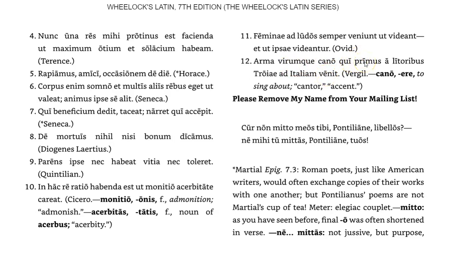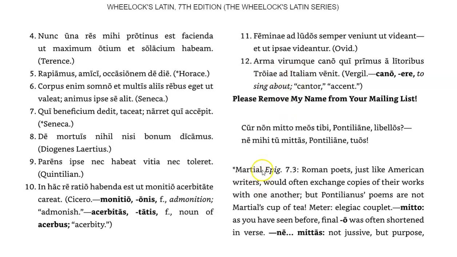So I sing about arms and a man who first came from the shores of Troy to Italy.